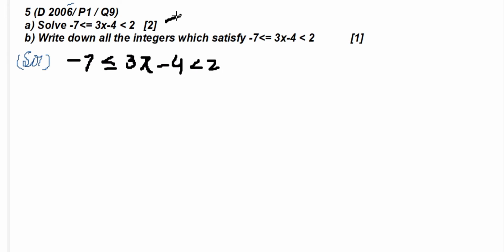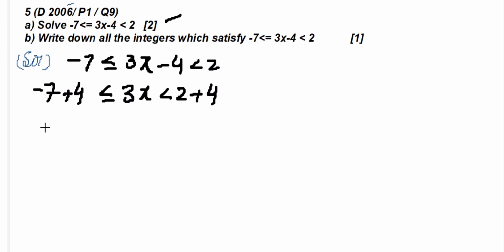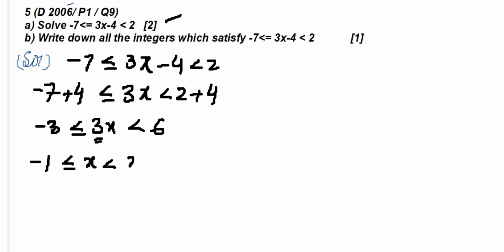Adding 4 on both sides, we have minus 7 plus 4 less than or equal to 3x less than 2 plus 4. This becomes minus 3 less than or equal to 3x less than 6. By dividing by 3 on both sides, that is the coefficient of x here, we have minus 1 less than or equal to x, x less than 2. So now this is our answer.